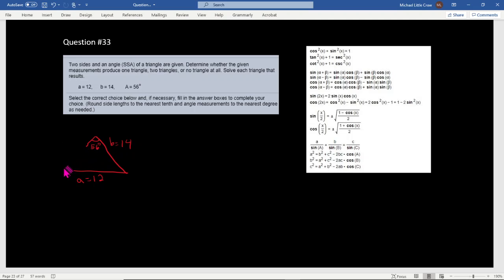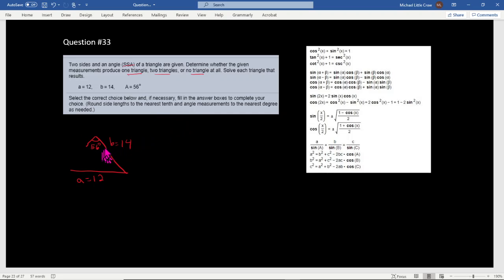And so we want to know, will we be able to make a triangle? Will this be able to actually connect here? Depending, and again, this could be different angles. So, is there one? Is there two? Right? So side-side angle. Determine whether given measures produce one triangle, two triangles, or no triangle at all. So it could be possible that there wouldn't be any way for them to connect.